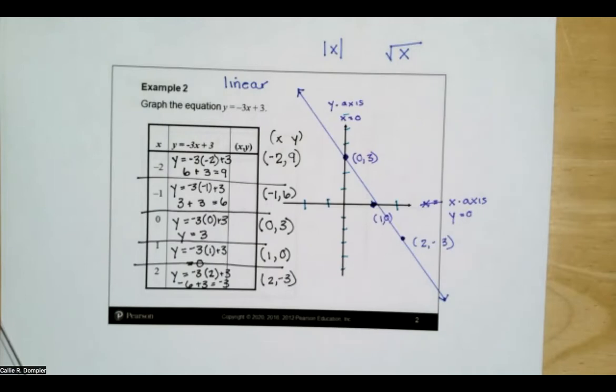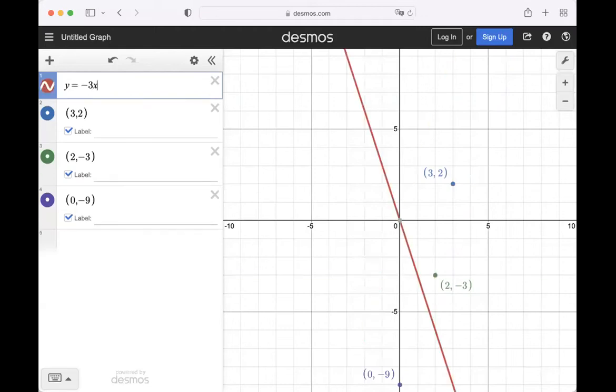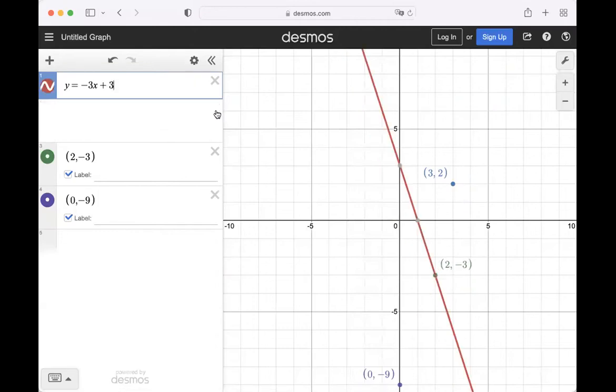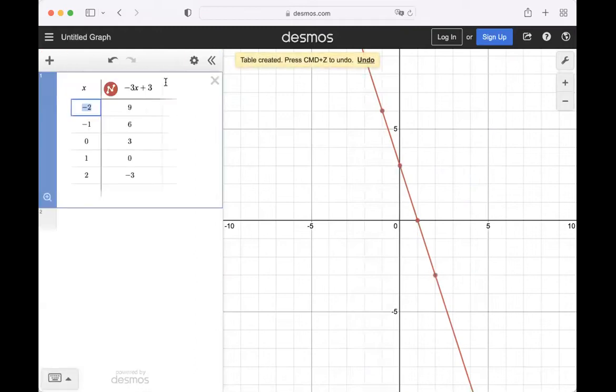You can also go into Desmos. We'll put in y equals -3x plus 3. Up here is a gear. It says edit list, but oftentimes after you put in an equation, it will offer you to convert that equation to a table. So then it will tell you for each x value what the equation is equal to, or what y is, okay? So when x is -2 over here, y is +9.